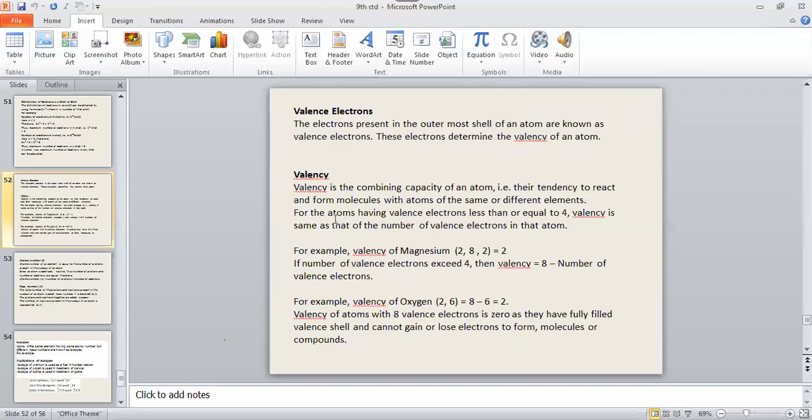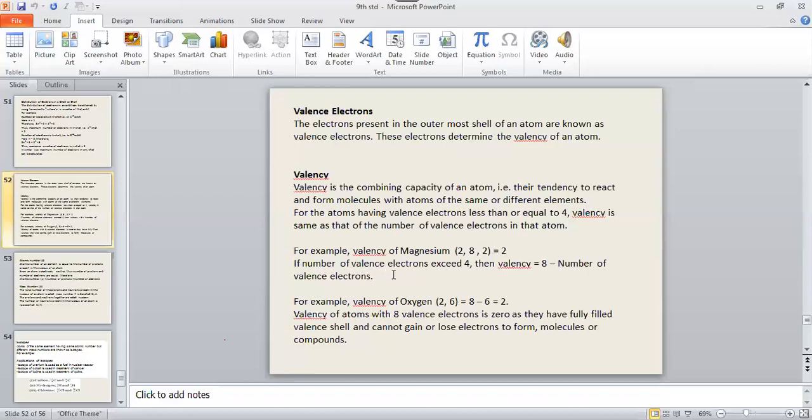For atoms having valence electrons less than or equal to 4, the valency is the same as the number of valence electrons of that atom. For example, the valency of magnesium. Magnesium's atomic number is 12, and the electron distribution is 2, 8, 2. So the number of electrons in the outer shell is 2, and therefore the valency is 2.